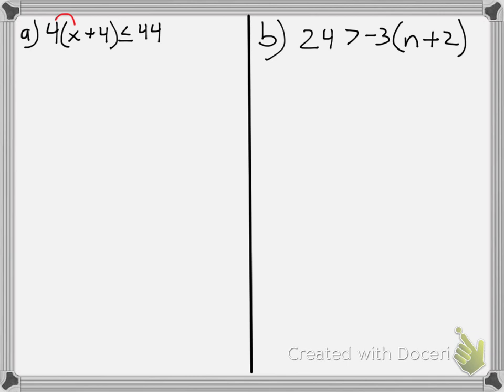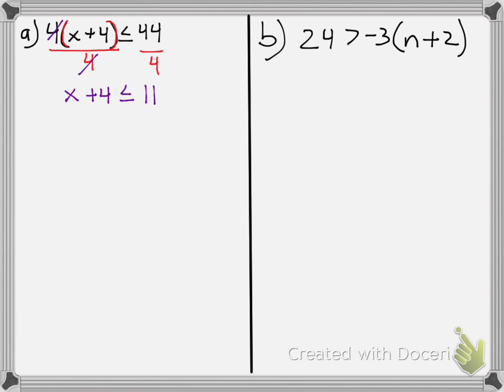But we're actually going to do the two-step inequality by dividing everything that's in front of the x plus 4 first. So we're going to divide everything by 4. If you see here, this 4 and 4 divide out, because 4 divided by 4 equals 1, leaving this side with just x plus 4. And since we divided by a positive number, not a negative number, it's still less than or equal to. And then 44 divided by 4 would be 11.